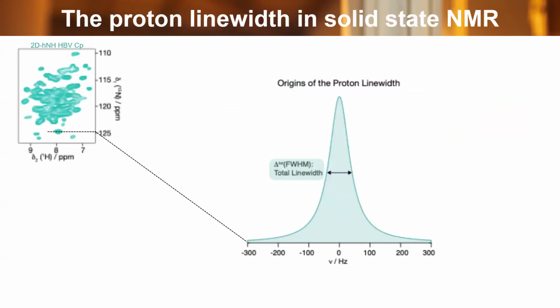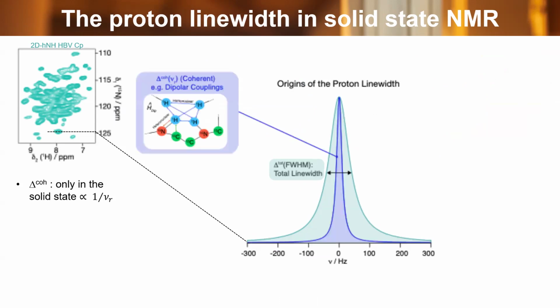And so in the solid state, the proton line width, the one which is reduced by faster spinning, has different contributions. The first one is the dipolar coupling coherent contribution, which is coming from the dipolar couplings which are not fully averaged by the magic angle spinning. And of course, you see that it's dependent on 1 over the spinning speed. So the faster you spin, the more you reduce this contribution, the narrower your line, because the faster you spin, the better your dipolar couplings are averaged out.